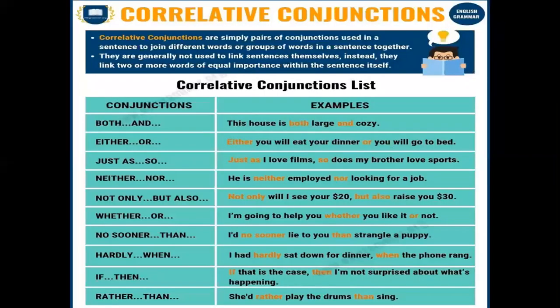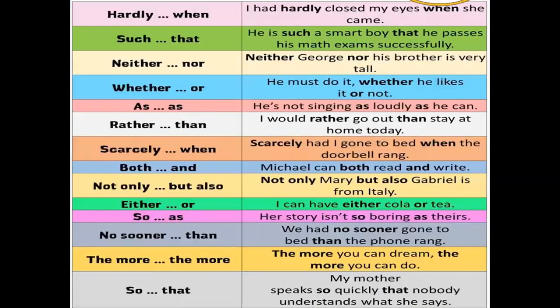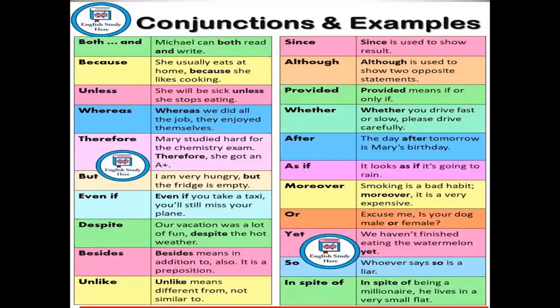Now here are some correlative conjunctions you can see, and you can read these examples, like how you can use both and together. This house is both large and cozy. Then neither nor: he is neither employed nor looking for a job, meaning not any one. There are so many, you can read them out and understand. Like neither George nor his brother is very tall. So it is not for George and not for his brother also.